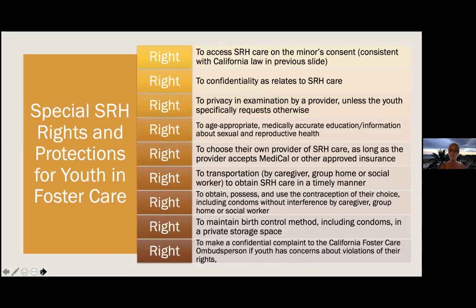They have the right to age-appropriate, medically accurate education and information about sexual and reproductive health, and this is written into the law in California. They also have the right to choose their own provider for sexual and reproductive health care as long as the provider accepts their payer source.